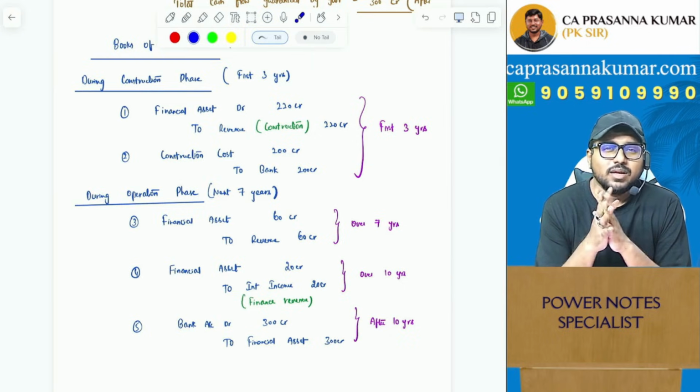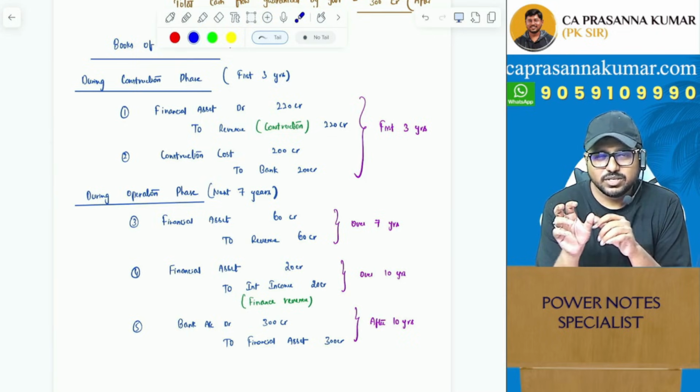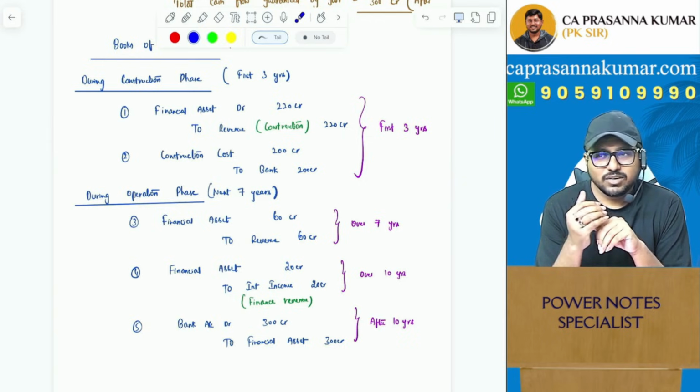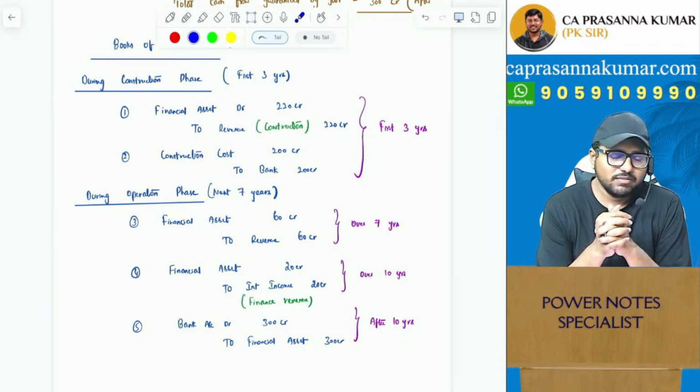Got it? Now the revenue recognition will be what? Eventually, to revenue, obviously, at the fair value of the construction, which is 220 CR. If you got the money, you'd be debiting the bank account, but you have not got the money. Therefore, right to receive the money, financial asset.